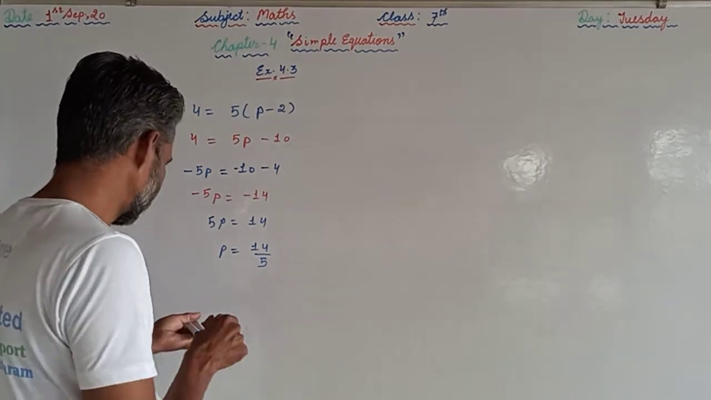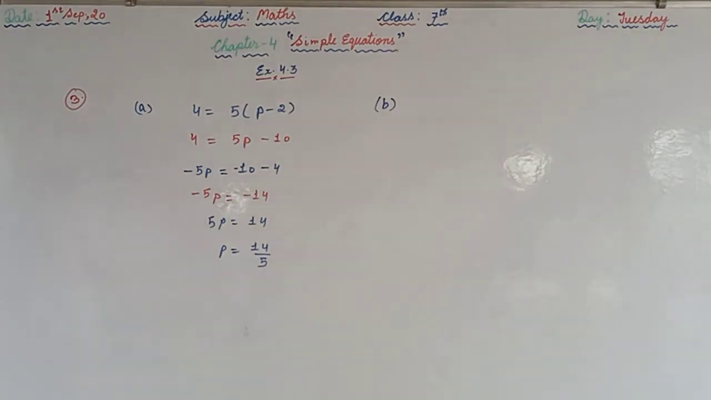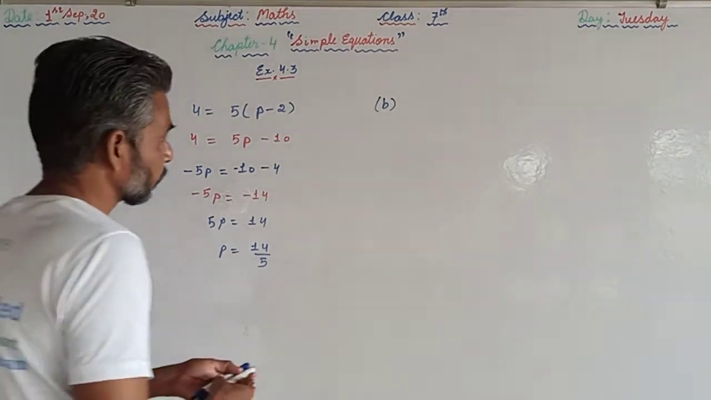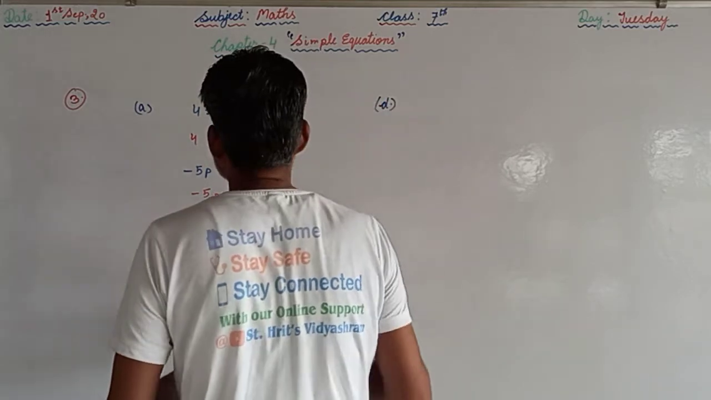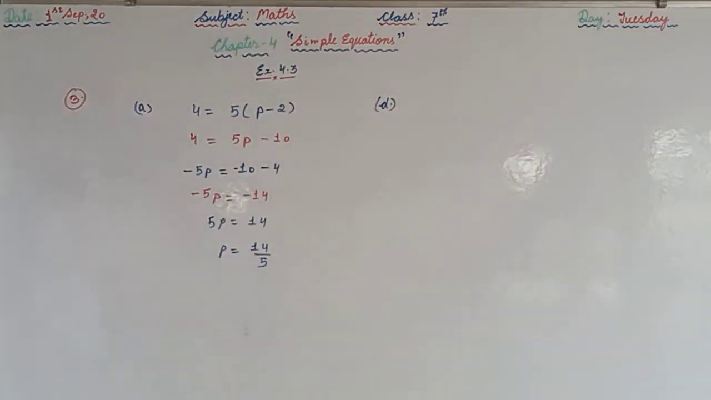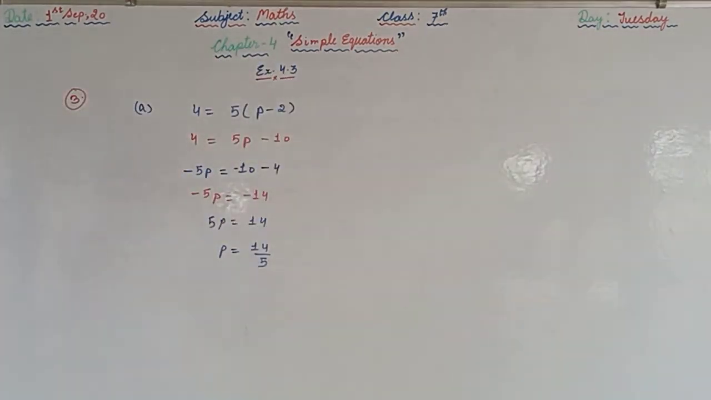Now at the same time we will take part B. What is part B? B is minus 4. Again that is looking same, so we will take part D. Part D we will take. At the same time, before performing the part D, I will tell you how to verify the answer.